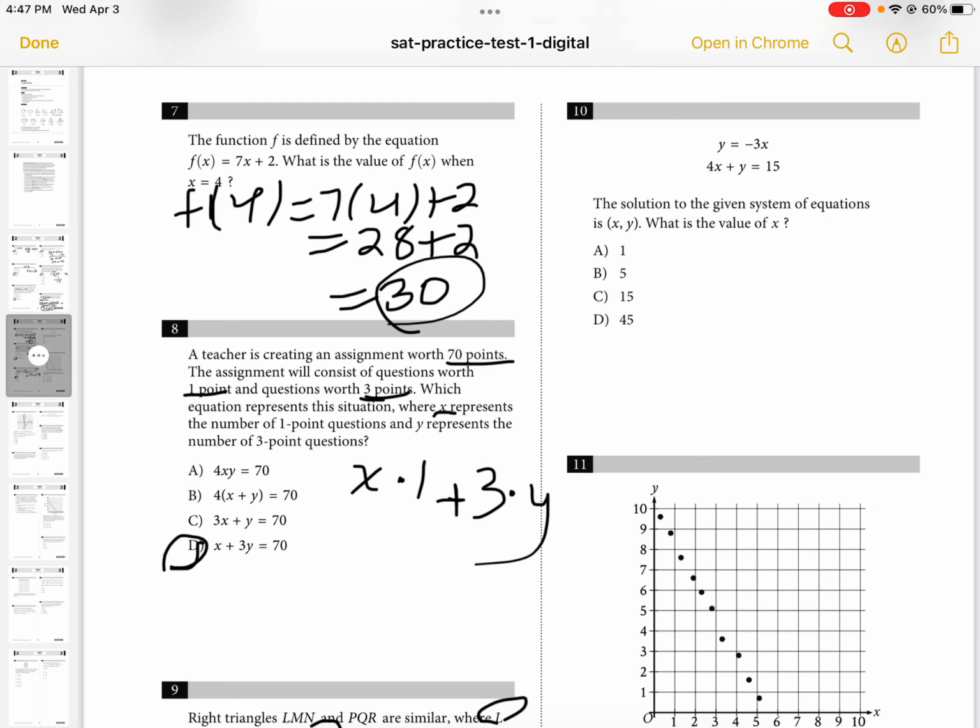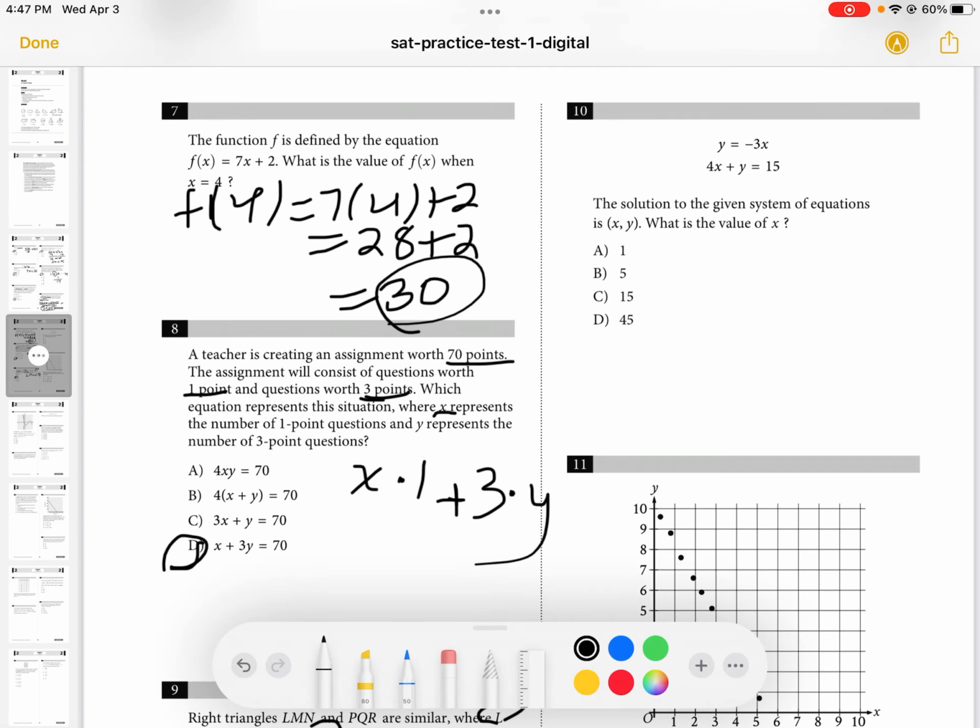y equals negative 3x. 4x plus y equals 15. The solution to the given system of equations is (x, y). What's the value of x? Okay, so we can substitute: 4x plus negative 3x equals 15. x equals 15.